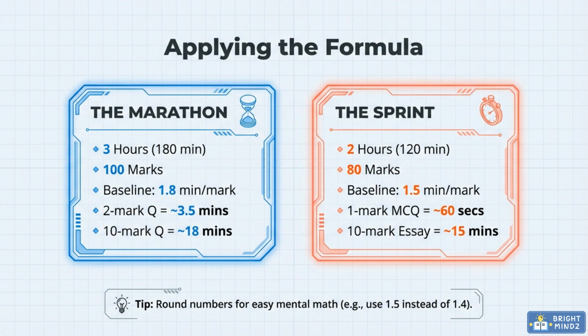Let's see how this looks in two different exams, both using time per mark. In a longer marathon paper, 180 minutes for 100 marks gives about 1.8 minutes per mark. A 2-mark question gets around 3.5 minutes, a 10-mark question about 18. In a shorter sprint paper, 120 minutes for 80 marks gives roughly 1.5 minutes per mark. A 1-mark MCQ is about a minute, a 10-mark essay about 15.